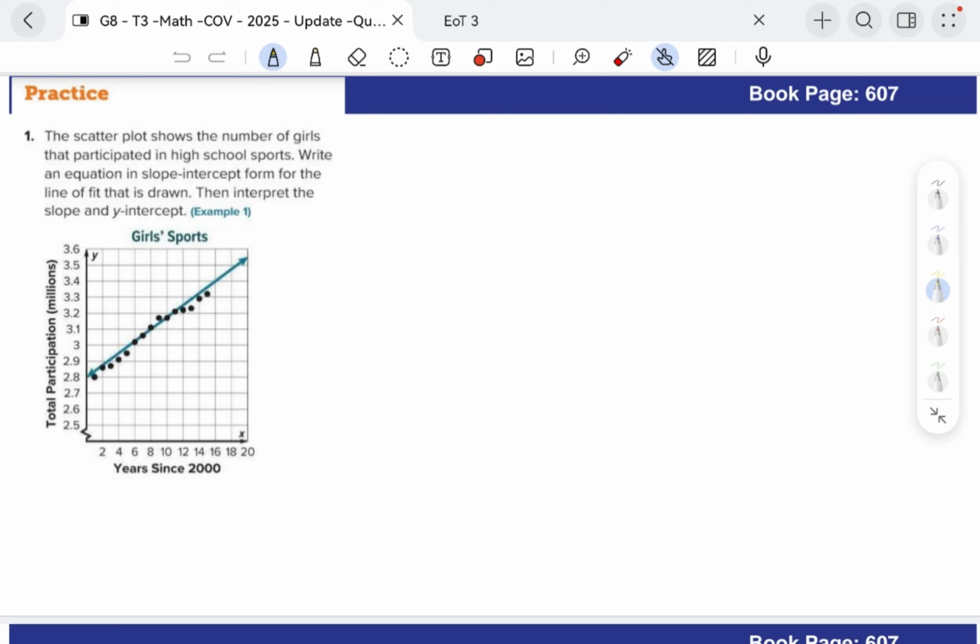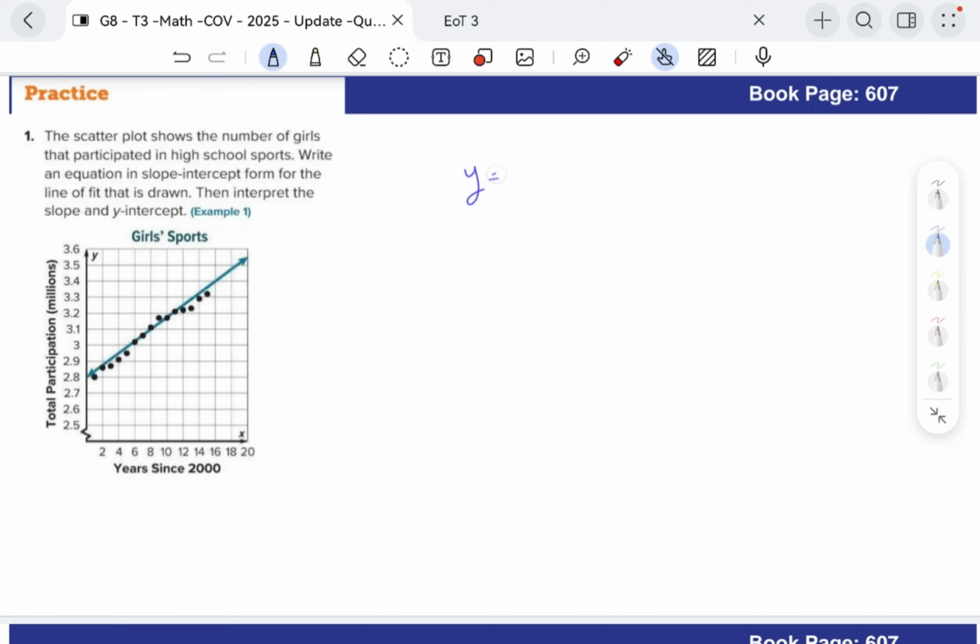The scatter plot shows the number of girls that participated in a high school sport. Write an equation in slope-intercept form for the line of fit that is drawn. Then interpret the slope and y-intercept. First I'm going to write the formula.